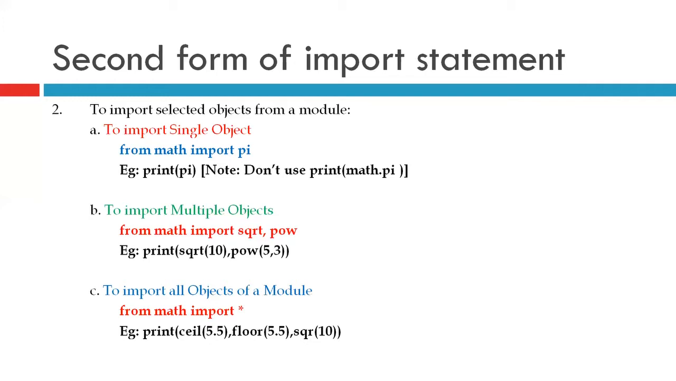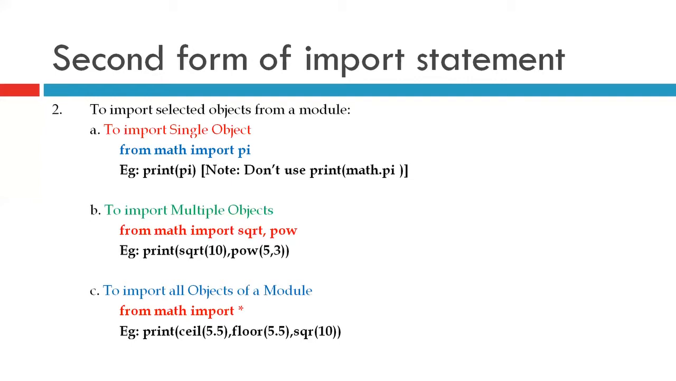In order to import all the objects of a particular module, whatever objects are present in that module, I will be using one other type of syntax, namely from. The module name is math. I am trying to import all. Here we cannot write all; star indicates all the objects. Previously I used only sqrt and pow. Here, in this third example, I am trying to use ceil, floor, sqrt.